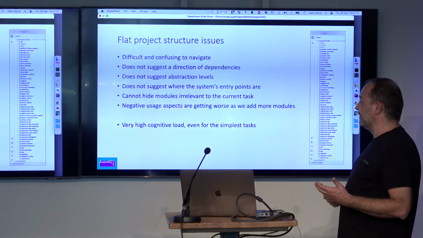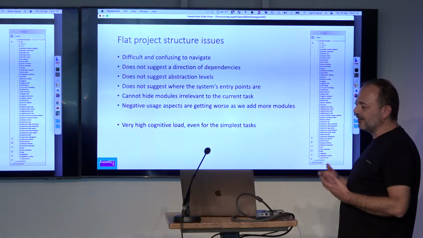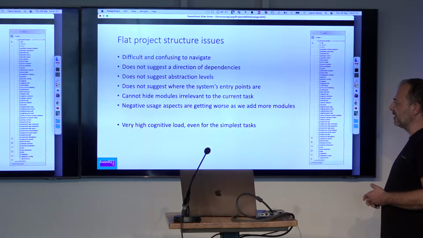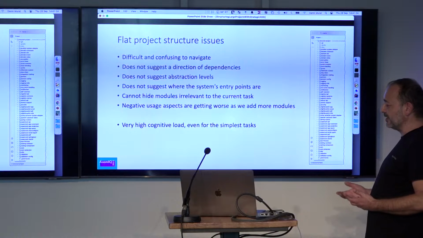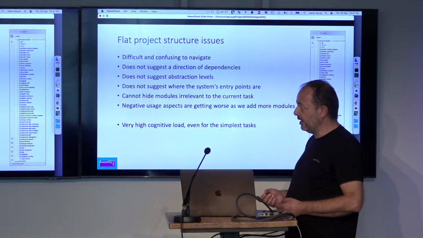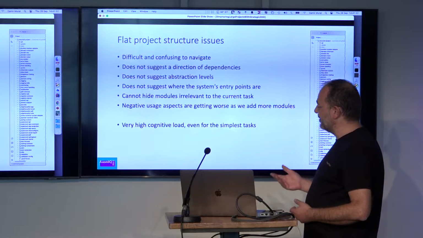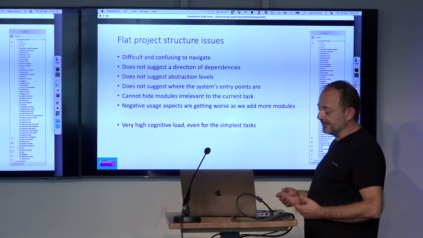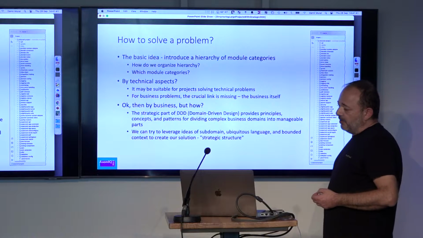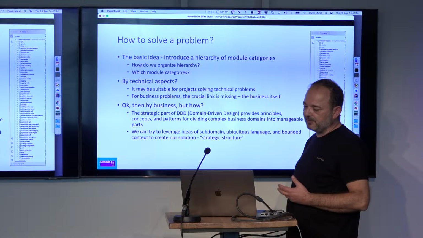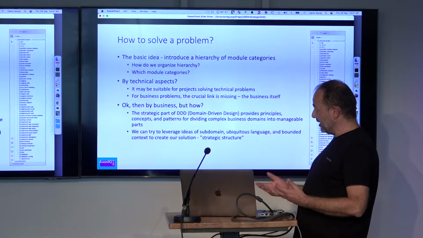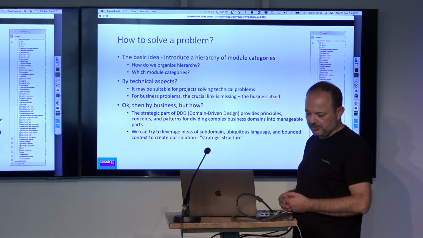It cannot hide things that are irrelevant to your current task. But probably the biggest problem is that negative usage aspects are getting worse and worse if you continue to add more modules. In general, it requires a very high cognitive load, even for the simplest tasks. So how can we solve the problem? Well, the basic idea is relatively simple. We just have to introduce a hierarchy of module categories. But the real question is how to organize that hierarchy and which exactly module categories to use.